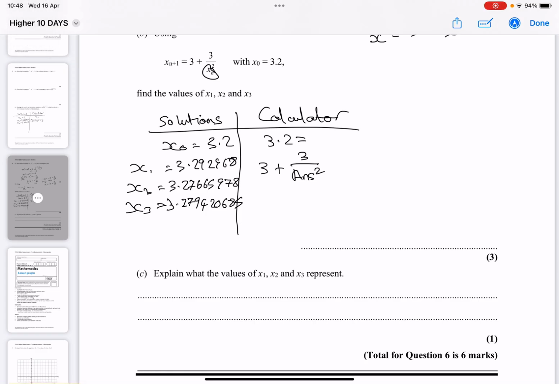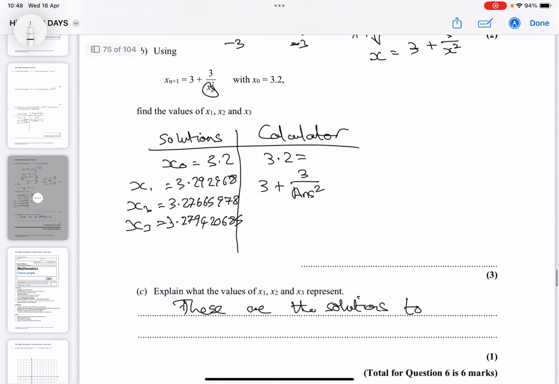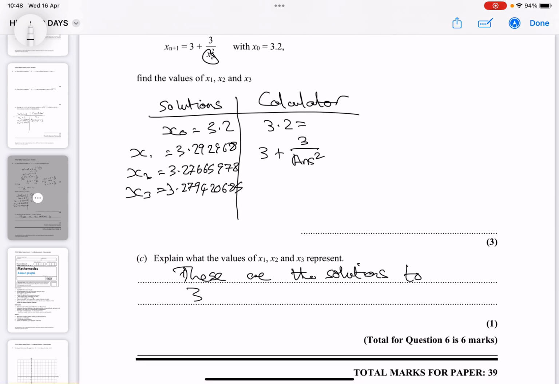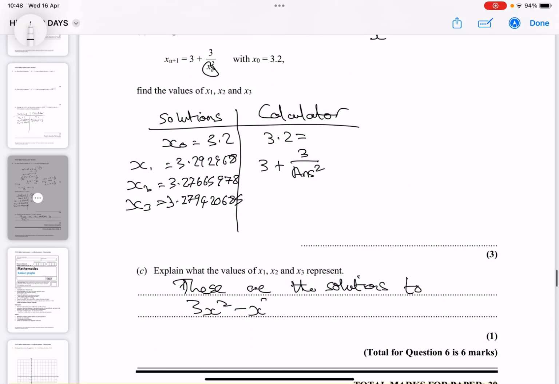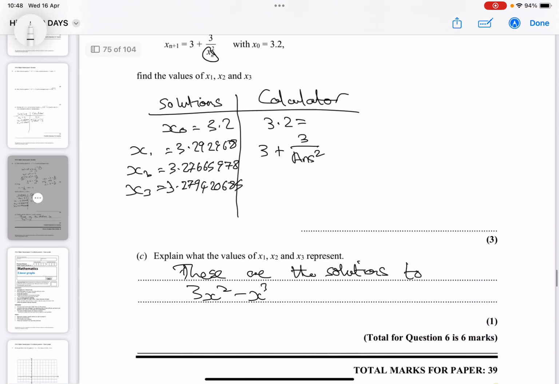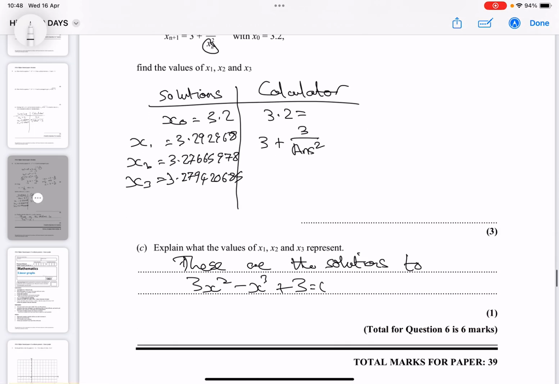Explain what the values of x1, x2 and x3 represent. Well, they are the solutions to the original equation, 3x squared minus x cubed plus 3 equals 0, using iteration.